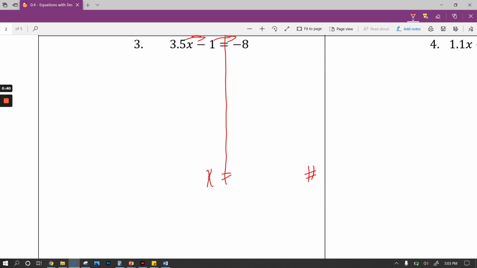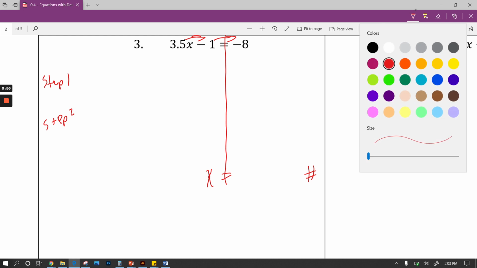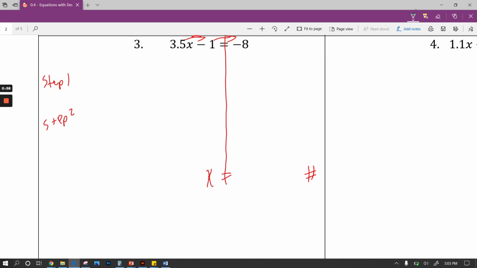But the big question is, which one of these are we going to get rid of first? Which one is going to go away first? And we have a process for that. So we have step 1 and step 2. Step 1 says to make the constant equal 0.